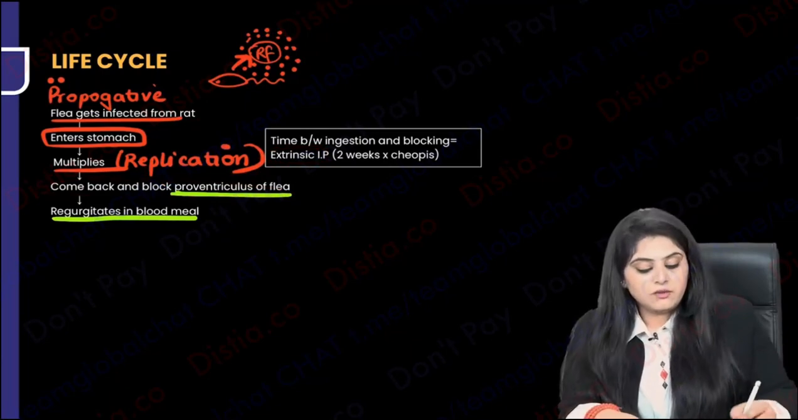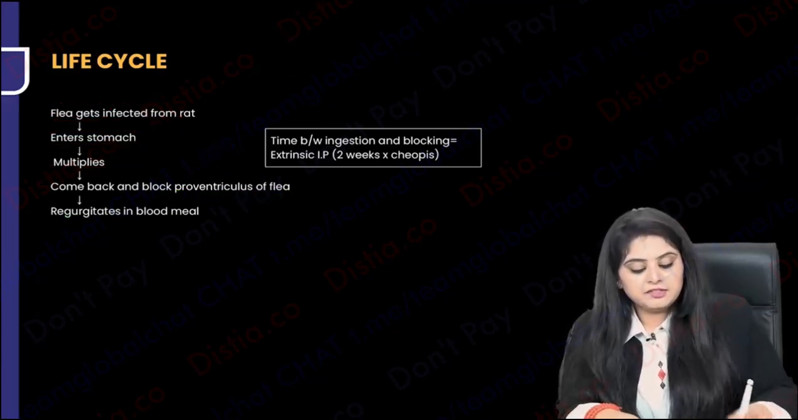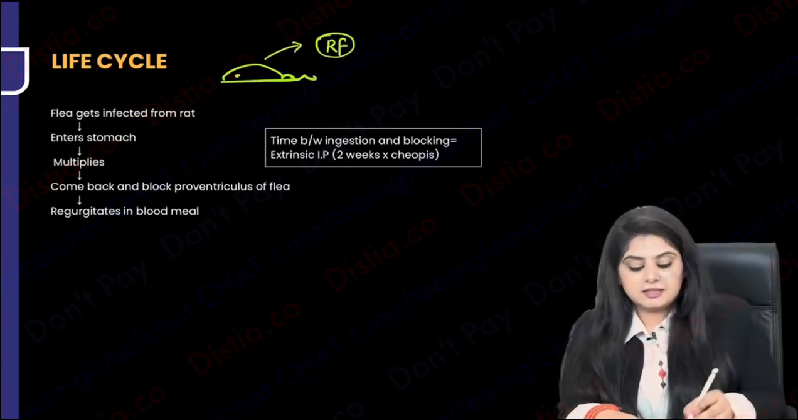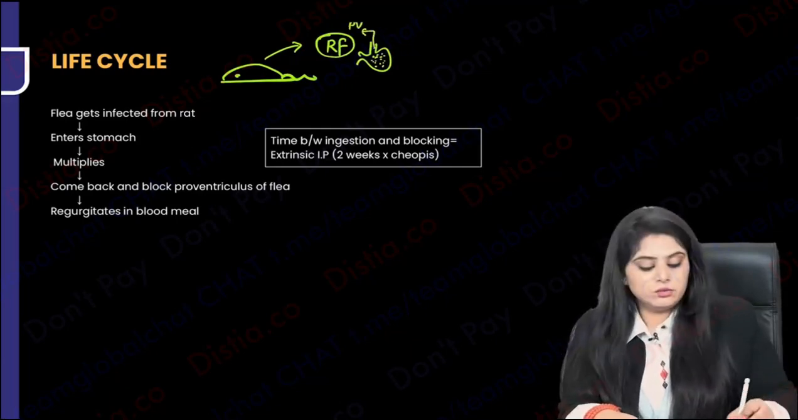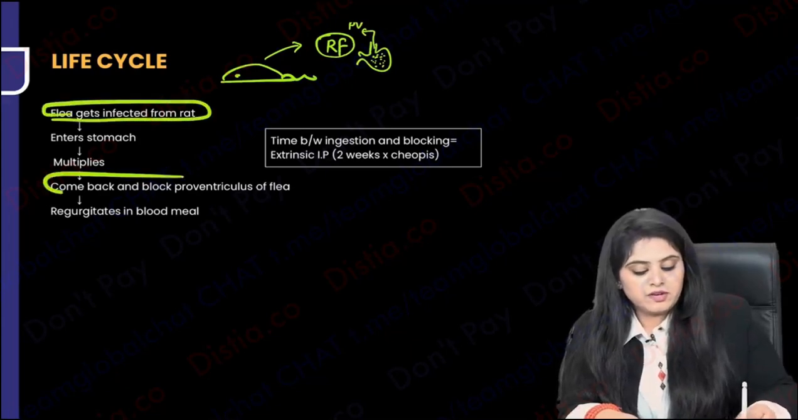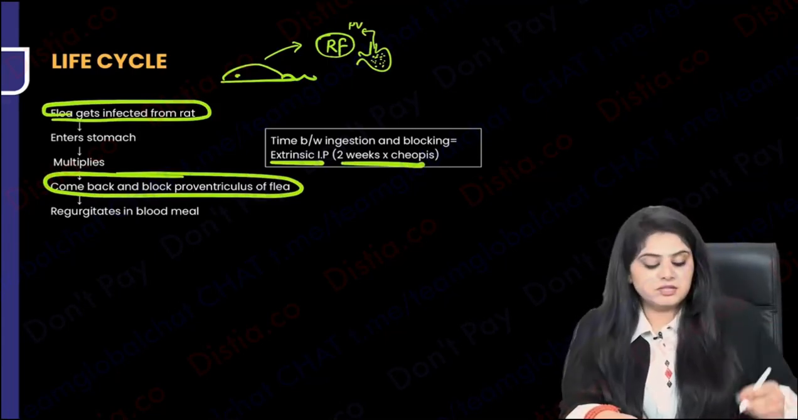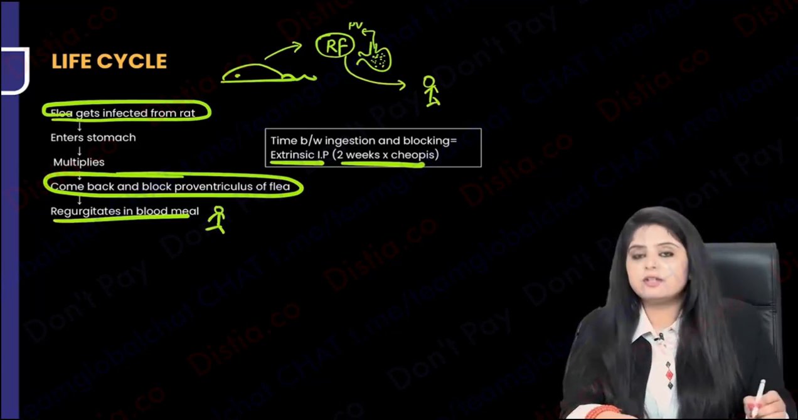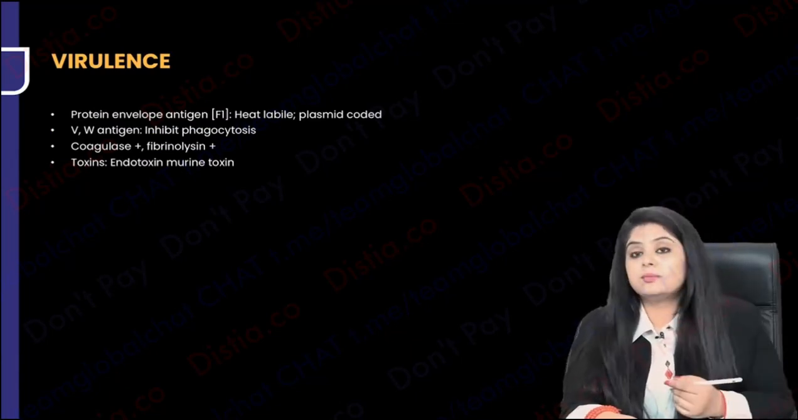Repeating this entire cycle once again for all of you to be very clear. Firstly, there is a rat, and from this rat, the rat flea has taken the bacteria. It has gone into the stomach, and in the stomach it has multiplied. So it is a propagative vector. After that, it comes and blocks the proventriculus. From the infection to the blocking of the proventriculus is the extrinsic incubation period, meaning the incubation period outside the human. And finally, when it takes a blood meal from humans, it gives the infection. So it is a zoonotic infection. There are lots of virulence factors. If you're one of the inquisitive ones and you want to learn so much, please do.